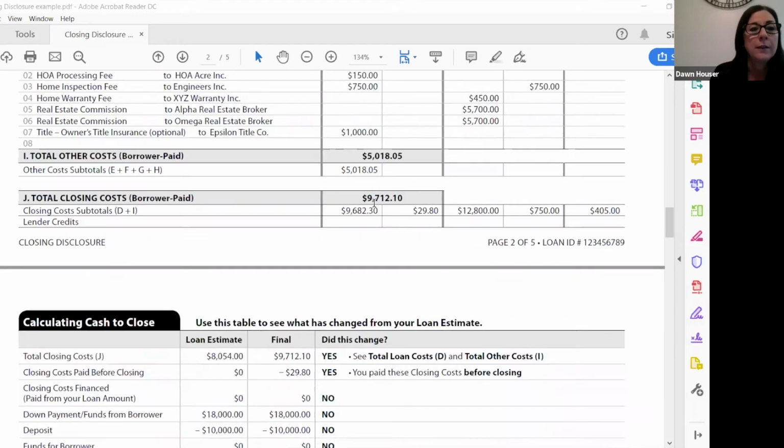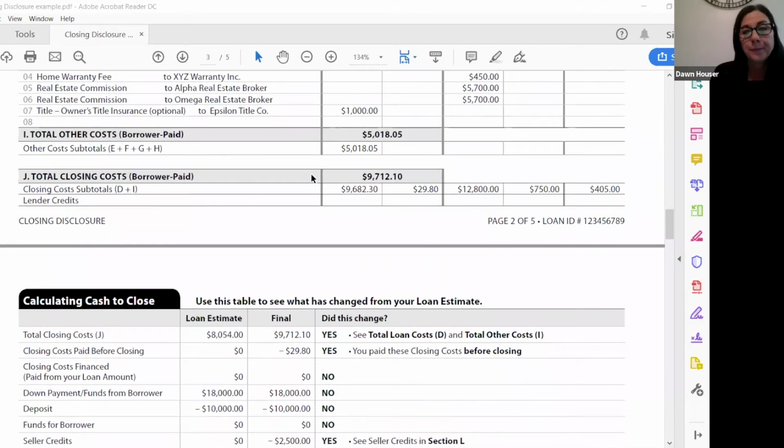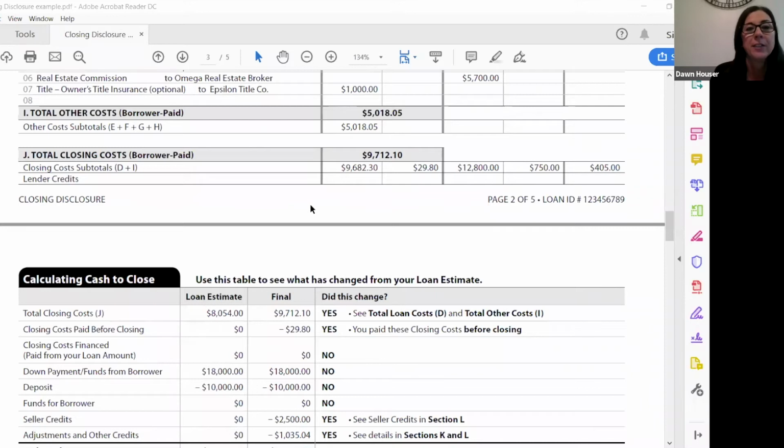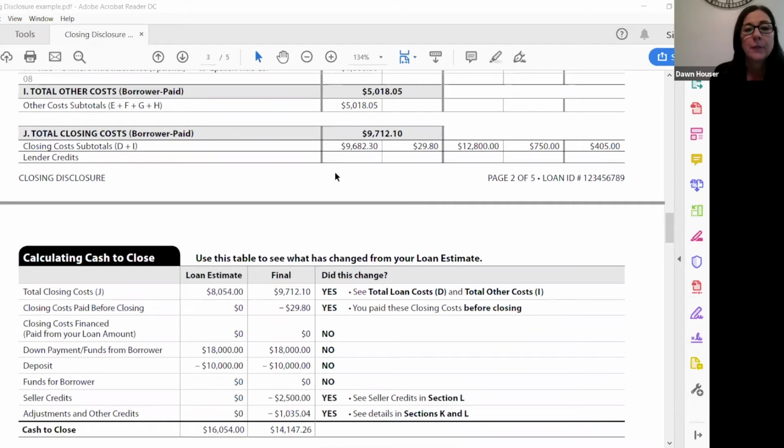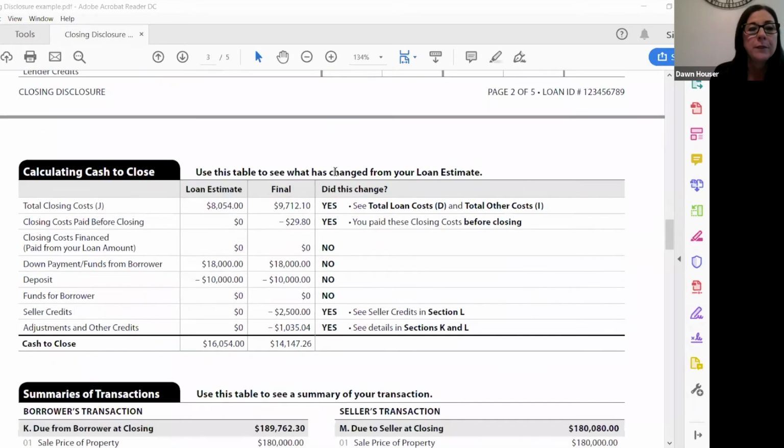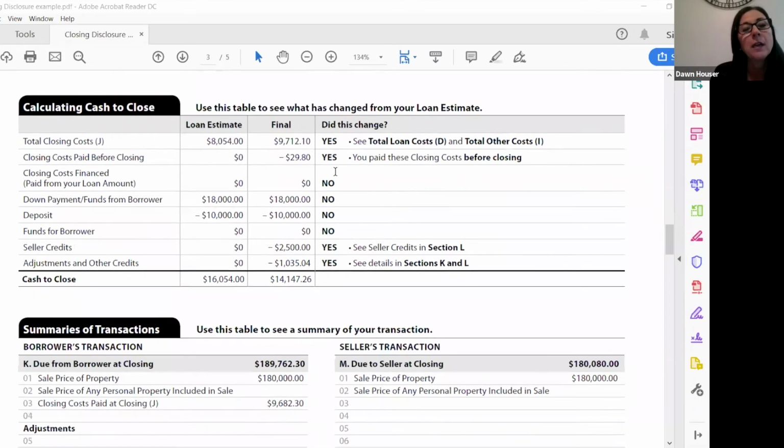Okay, and then the optional title insurance. The next section I was just adding up those E, F, G, H. So when you add up the top lines and the bottom lines, that is when you come up with the 9,682. Okay, and when we scroll down, calculating cash to close.